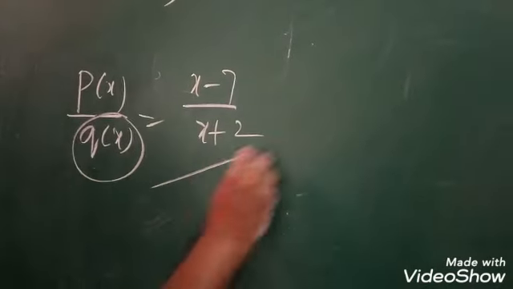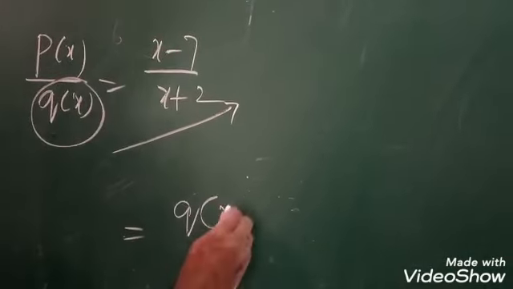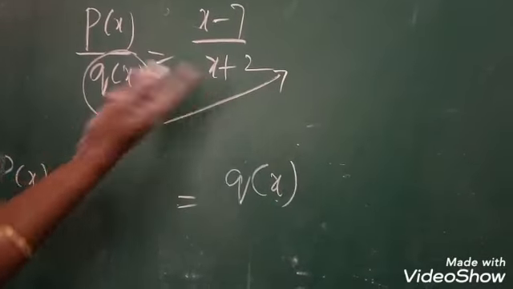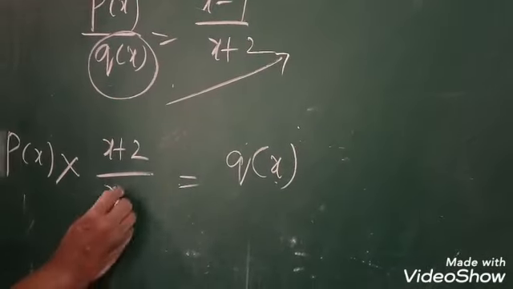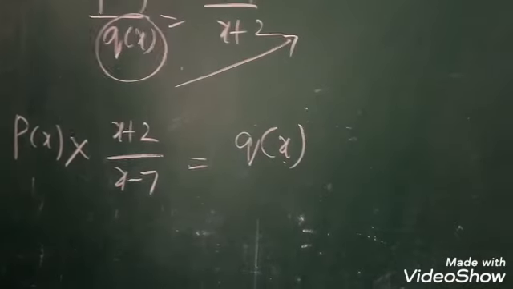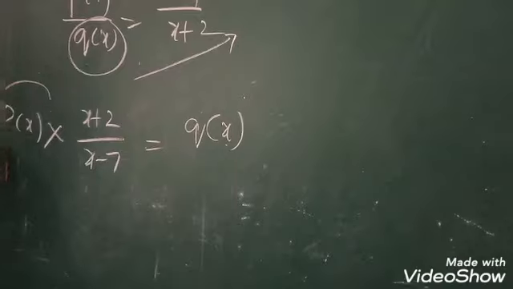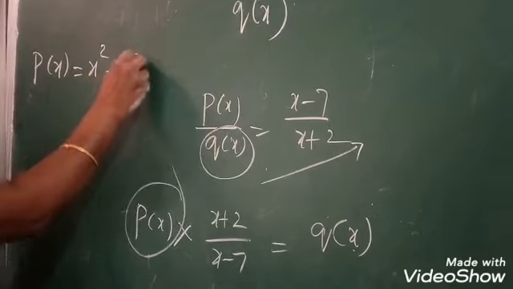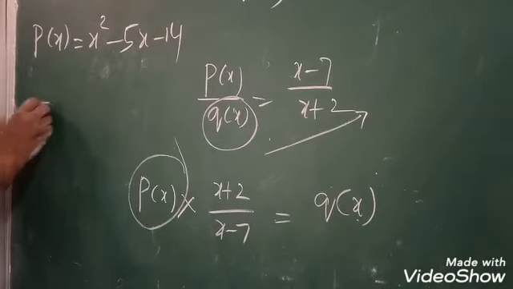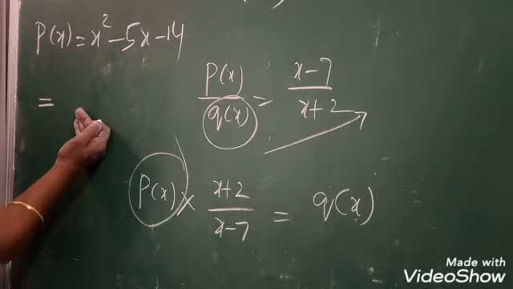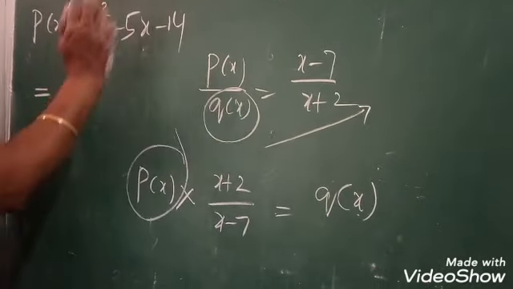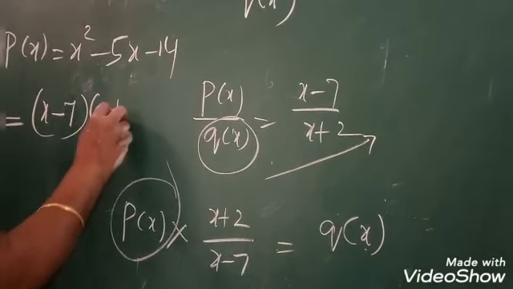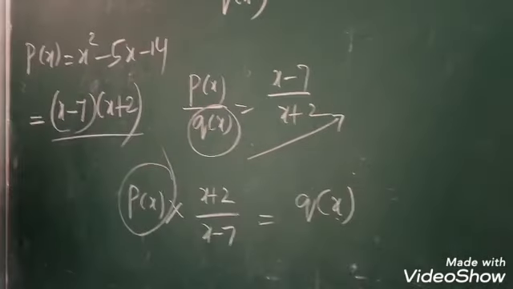Yes, q of x should go to the right hand side, so q of x is p of x into, here the numerator and the denominator should be changed. Yes, x plus 2 divided by x minus 7. The numerator goes to the denominator and the denominator goes to the numerator. Now what is the p of x they have given? Yes, p of x is equal to x squared minus 5x minus 14. You want to factorize. How do you factorize? Shall I write it directly, girls? If you multiply to get minus 14 and add to get minus 5, the numbers are 7 and 2, so I am writing x minus 7 and x plus 2. You have to work it out in the rough column, girls. I am writing the answer directly.